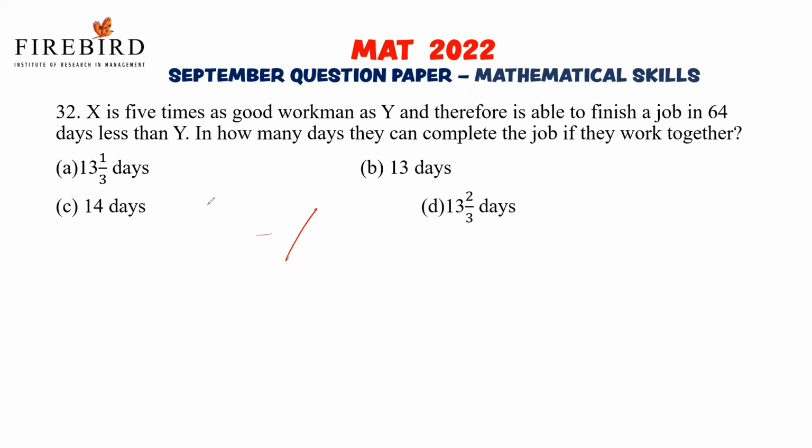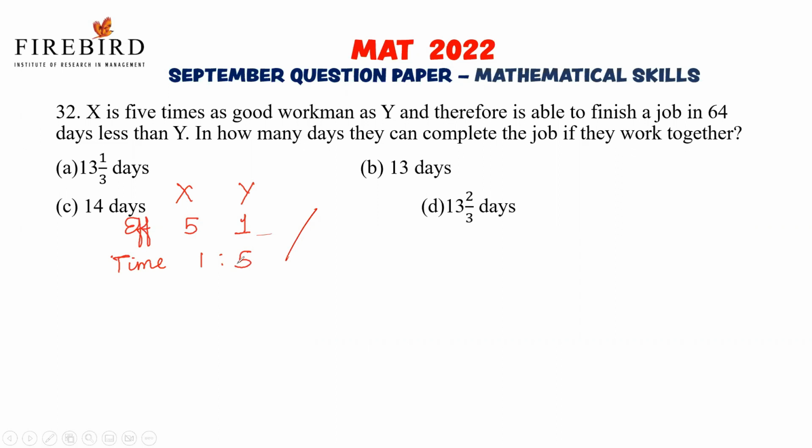X is 5 times as good a workman as y. Now it denotes efficiency, the efficiency of x. X is 5 times as good a workman as y, right? Now here, if I take x and y, if y does one work, in the same time x does 5 parts of the work. See, efficiency is 5:1, and time taken will be 1:5.